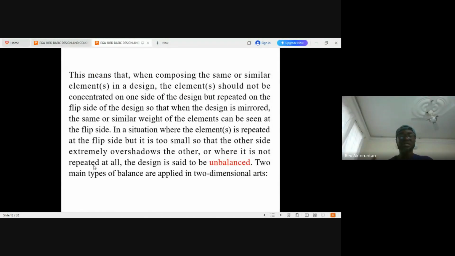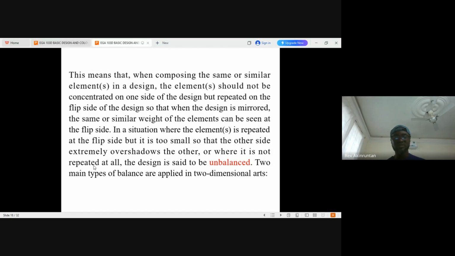So this means that when composing the same or similar elements in a design, the elements should not be concentrated on one side of the design, but repeated on the flip side, so that when the design is mirrored, the same or similar weight of the element can be seen on the flip side. So the triangle here and the circle here are of similar weight, it's just that the shape is different. So there isn't any issue with weight here.